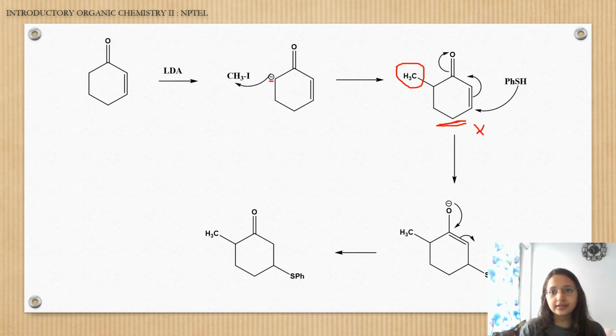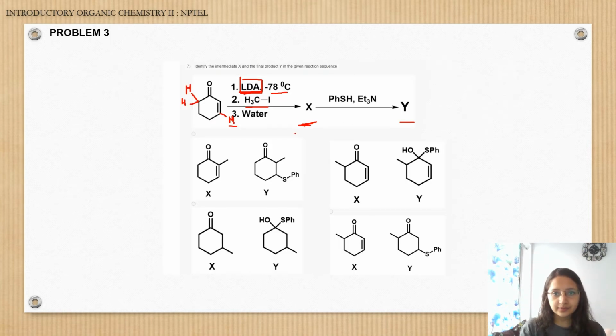So this is your X. This particular species is your X. Ma'am, how will we decide where we have the stable carbanion, or from where I have to extract the proton?